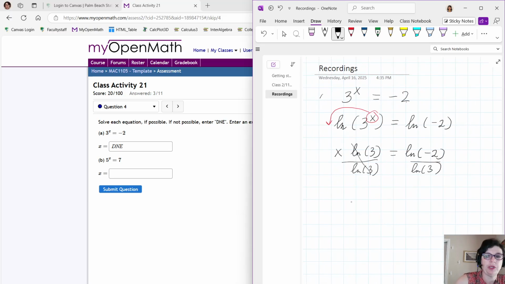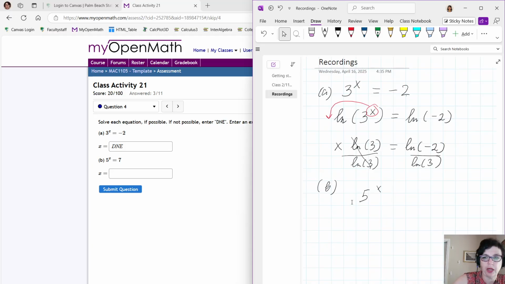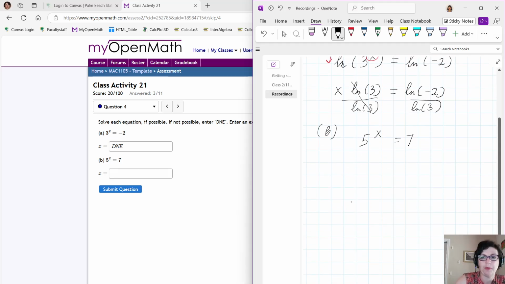But let's see what happens on the second one. On the second one, I'm pretty sure we will be able to solve it. So here we got 5 to the power x equals 7. Again, the unknown is in the power. So apply natural log to both sides. Okay, and use the property that it doesn't matter whether you applied it or not. The two sides will be the same.